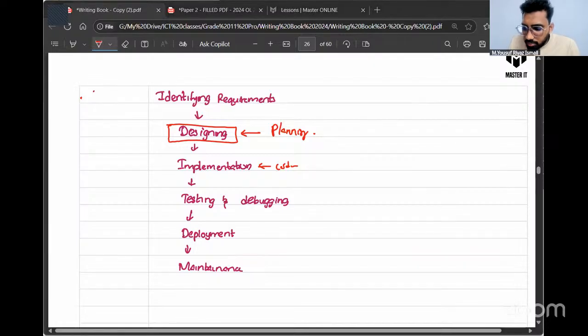Deployment is wrong. Coding is correct. What is it, Chara? Deployment. They installed it. No, who said they installed it? They didn't say they installed it.